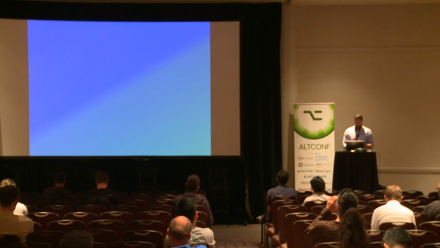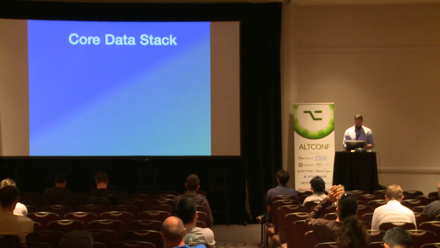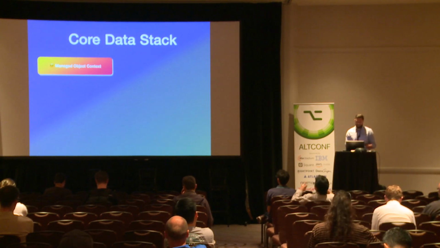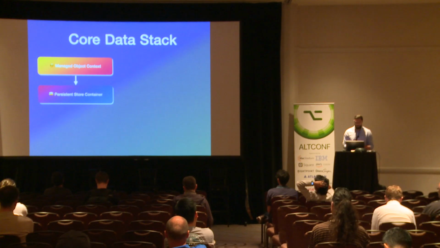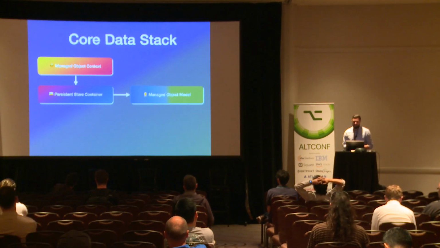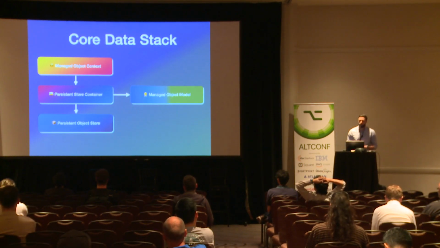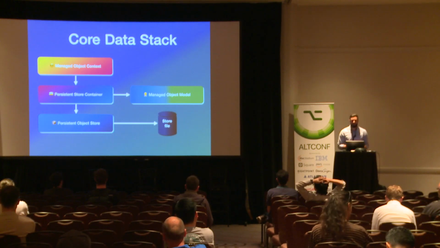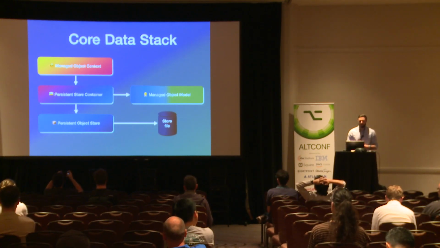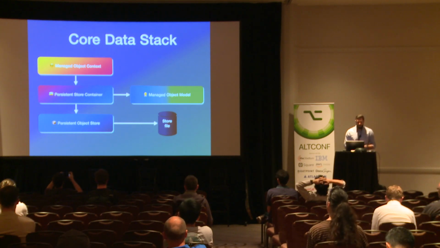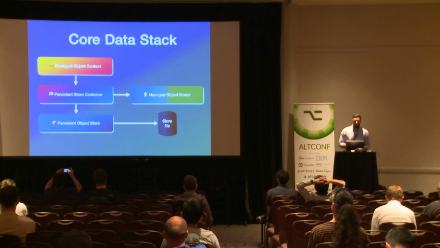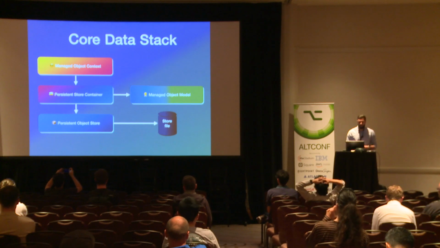All right, the tech itself. So Core Data, this is the stack of Core Data. On the top, we have our managed object context, which is responsible, for example, for managing our data changes. Then there is the persistent container, which contains the managed object model. Next, we have the persistent store object and the store file itself. We know it very well.